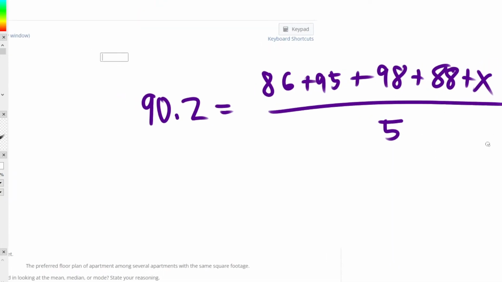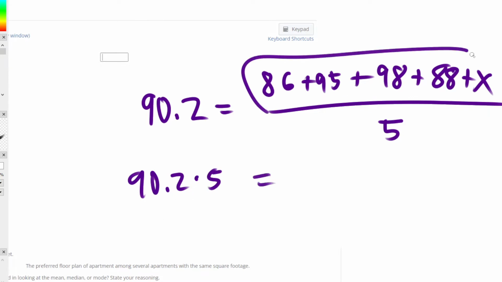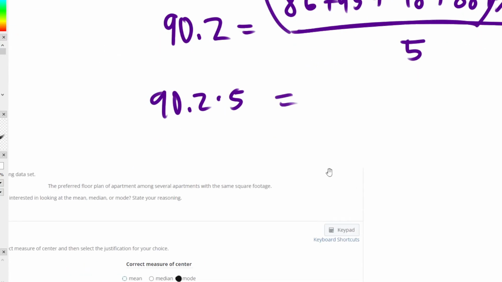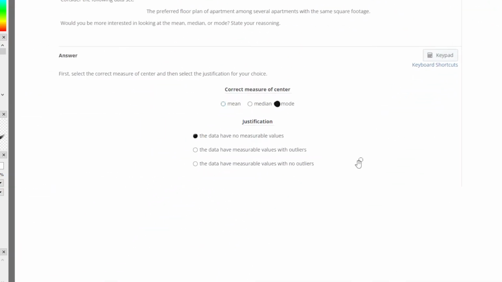Then we want to solve for X, which if you times 90.2 by 5, so 90.2 times 5, and then you minus this, you should get your answer. I won't do that for the sake of time. This video is already probably long enough. We already talked about the mode one.